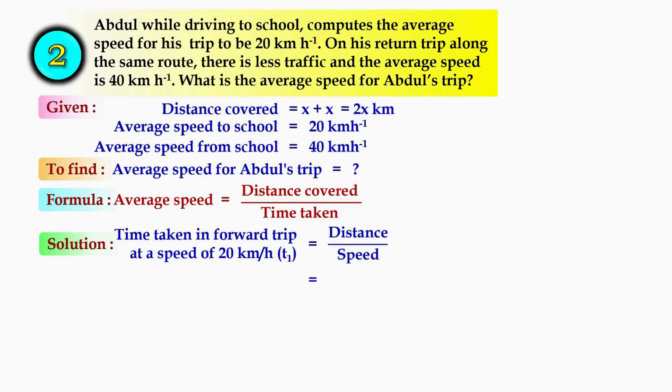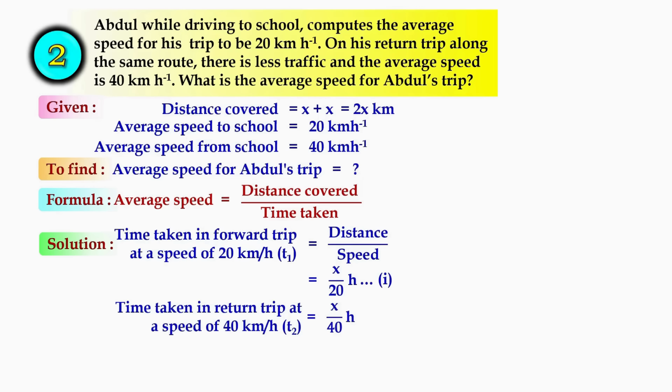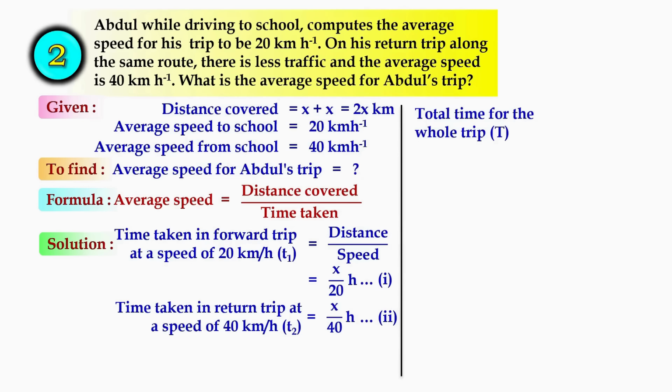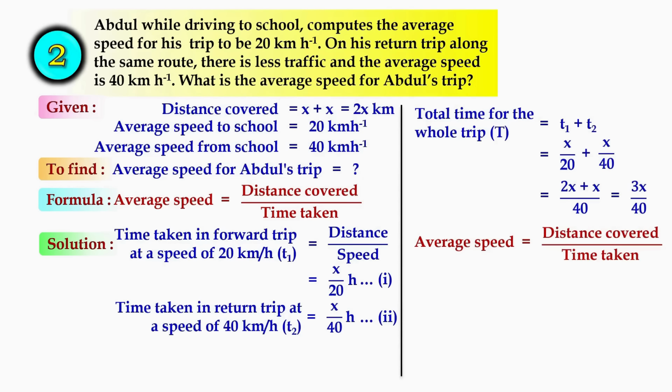Now the total time for the entire trip is the sum of these two times. So the total time becomes x divided by 20 plus x divided by 40. Taking the common denominator, this becomes 3x divided by 40 hours. Now we apply the formula for average speed, which is total distance divided by total time. The total distance is 2x, and the total time is 3x divided by 40. When we simplify this, the x terms cancel out and the result becomes 80 divided by 3. So the average speed for Abdul's entire trip is approximately 26.67 kilometers per hour.